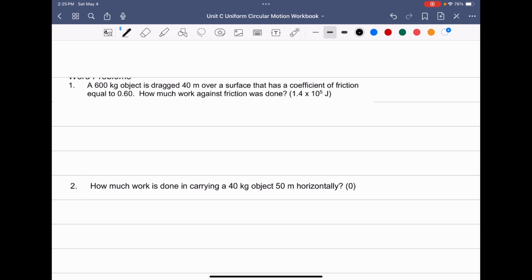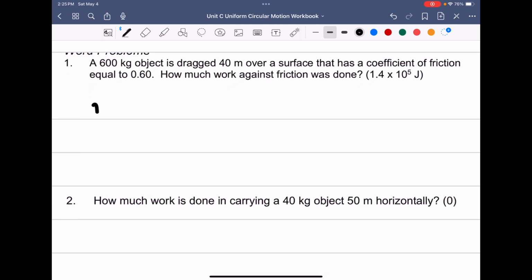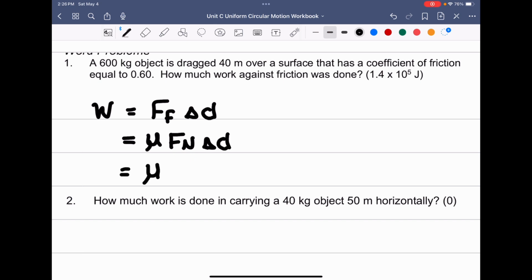So the work done against friction means we have to account for how much friction was there over that distance, and that determines the work required. When we write this in the formula, W is equal to the force of friction times the distance it goes with that friction. Work is equal to Ff, which we can transform to mu Fn times delta d, which is then equal to mu Fg delta d.